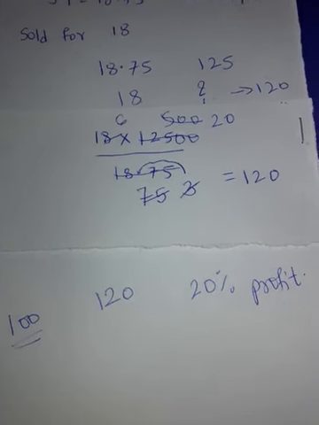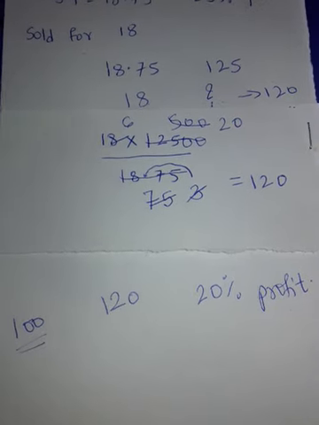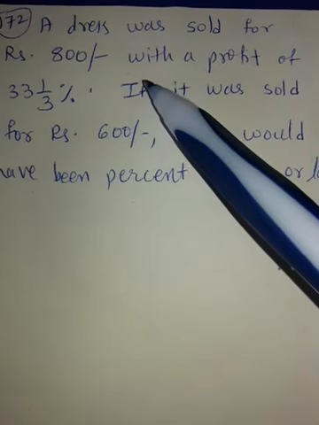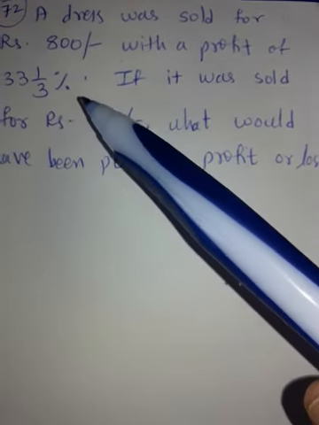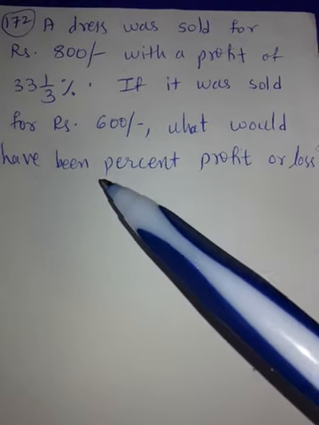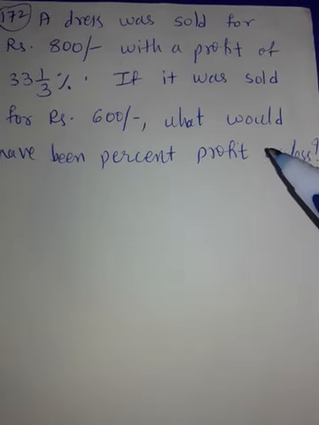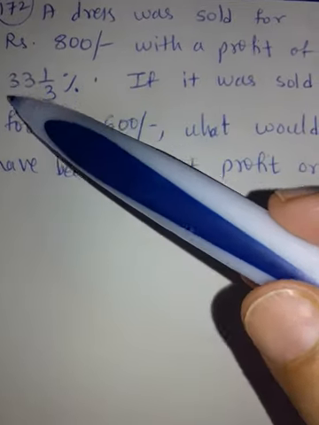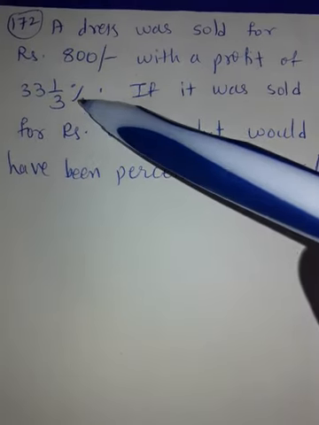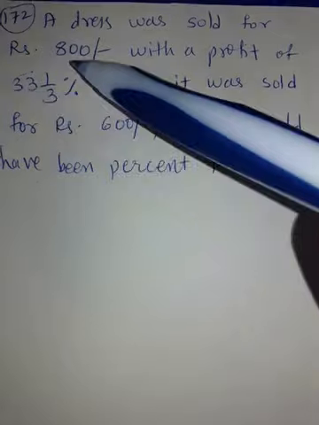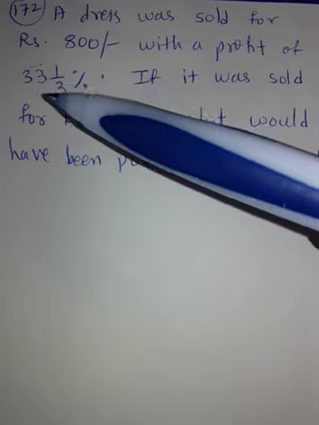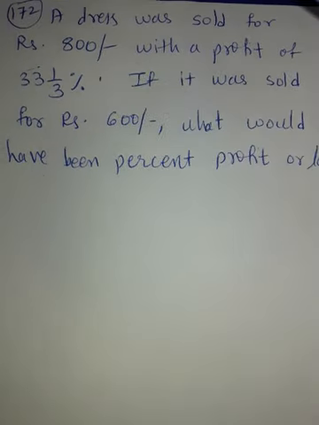We are going to solve more similar examples. So let's move to them. Next example. A dress was sold for rupees 800 with a profit of 33 1/3%. If it was sold for 600, what would have been the percent profit or loss? 33 1/3%, a favorite number of examiners. So when you solve many examples using this, it gets memorized how to solve. And that's your benefit, your advantage, that it gets memorized automatically.